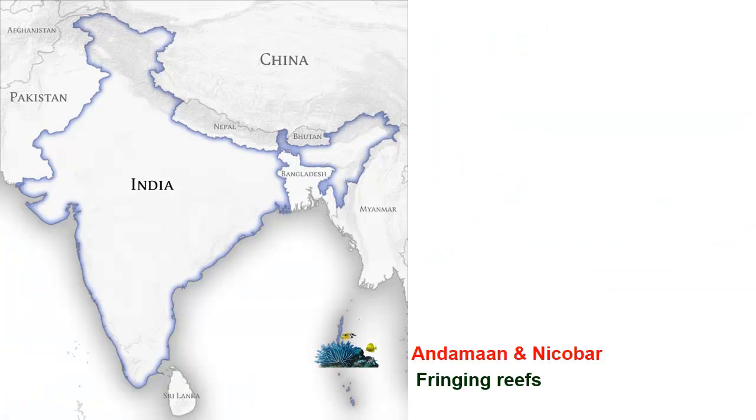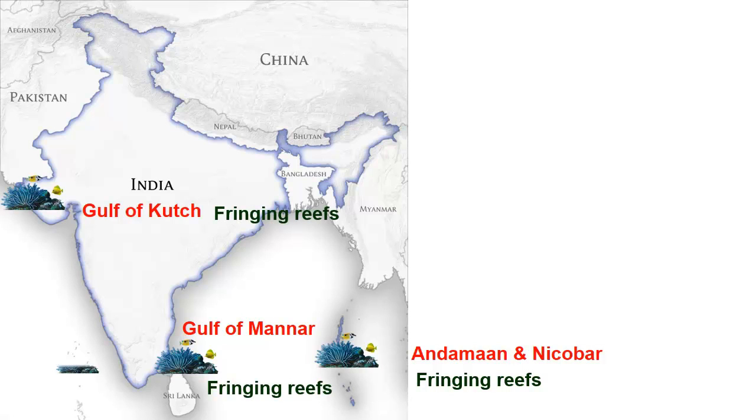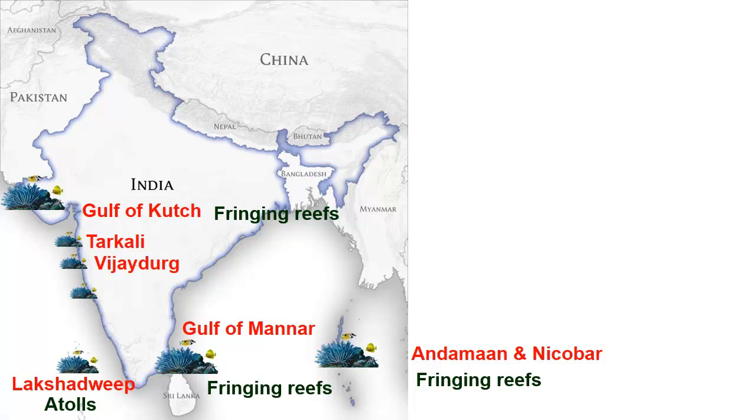Andaman and Nicobar, these are fringing reefs. Gulf of Mannar, these are also fringing reefs. Gulf of Kutch, these are also fringing reefs. Then we have Lakshadweep, they are atolls. And minor coral reefs at different places in Tarkarli and Vijaydurg in Maharashtra, and Netrani Island in Karnataka.